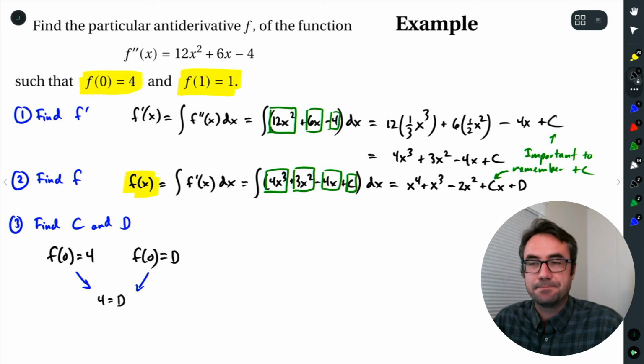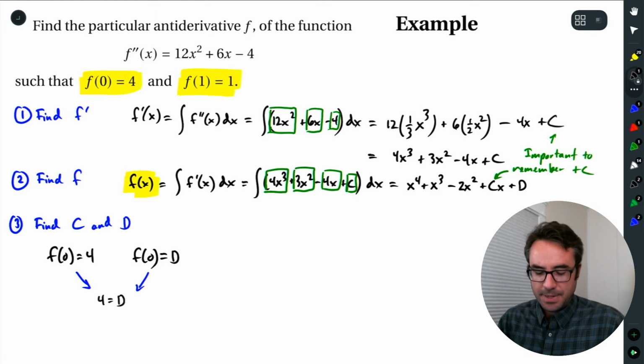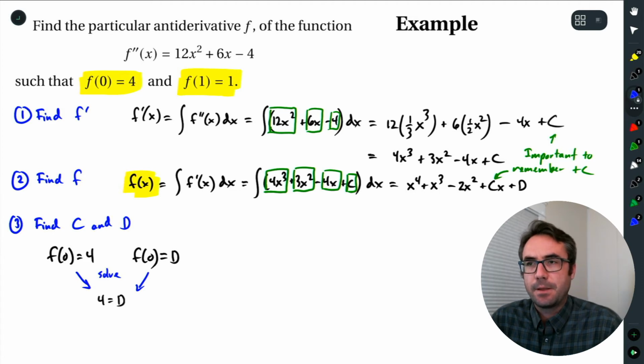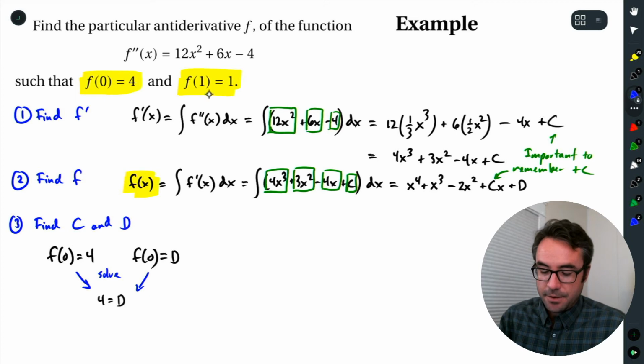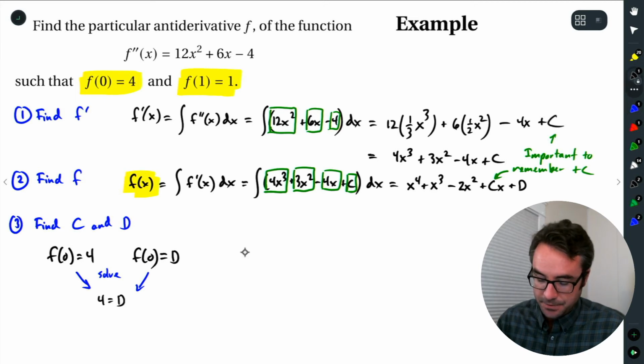So we know what d is. Sometimes there might be more work here, but what we're doing is we're just setting them equal and solving. All right, so that's not too bad. Now let's see the other initial condition. So this is f of 1 equal to 1.